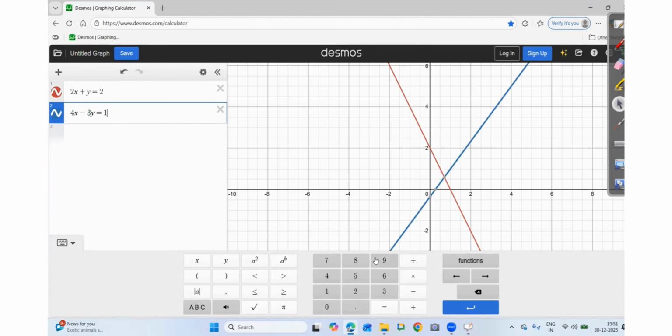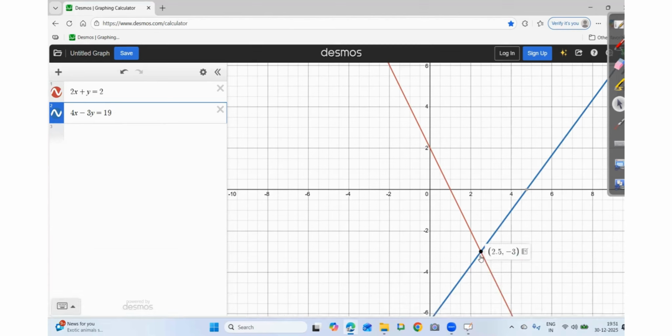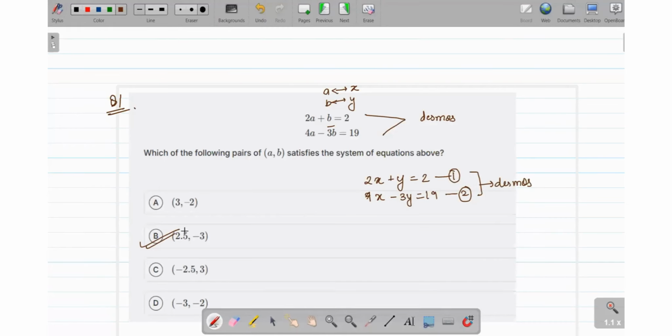equal to 19. Now, whenever we talk about a system of equations, the solution will always be the common point. Now, the common point is 2.5 comma negative 3. The moment you put 2.5 comma negative 3, you will get your answer, which is option number B for us. I hope it is making sense. So now no more solving by elimination or substitution or any traditional method. Just use Desmos in order to get your answer.